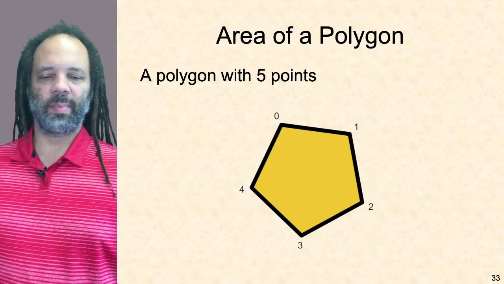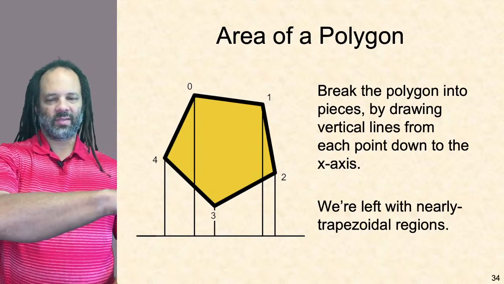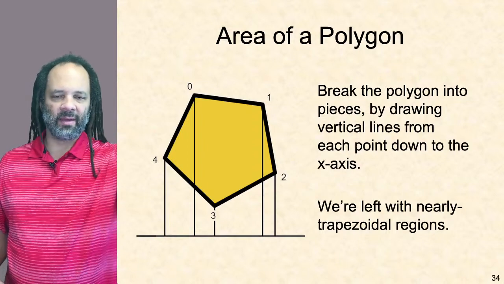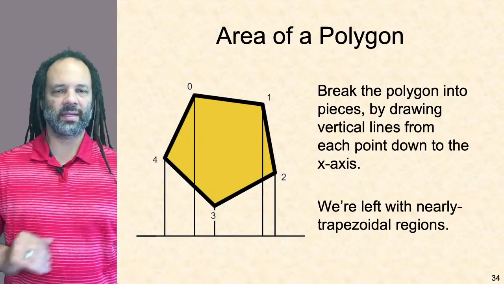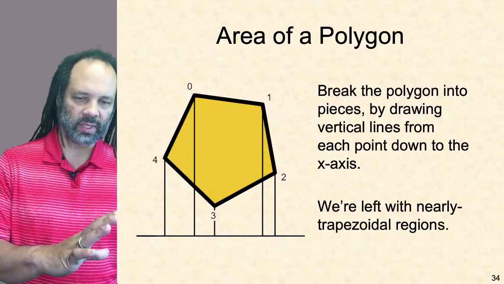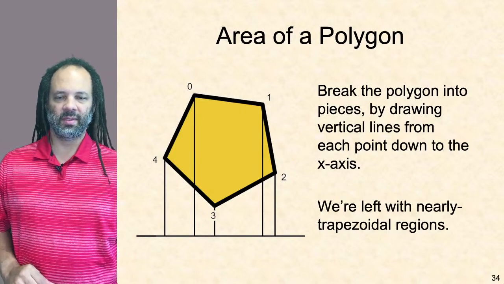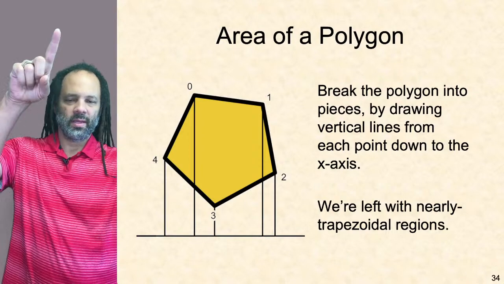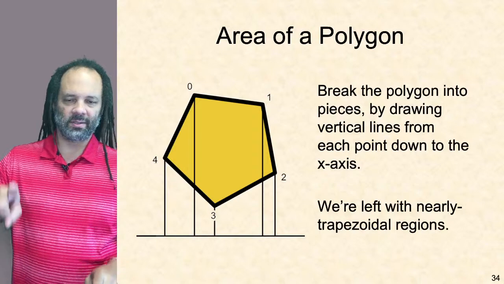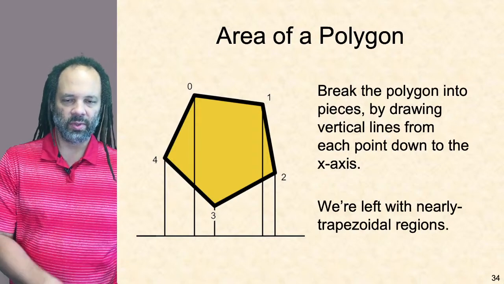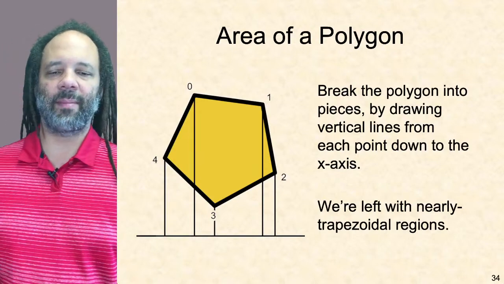So this is a polygon with 5 points, and I can then draw an x-axis below that and take each one of my vertices and draw a vertical line from that vertex to the x-axis. So now if you look closely, you can see a collection of 5 trapezoids. There's one that goes from 0 to 1 down. There's one that goes from 0 to 4 down to the x-axis. There's the 4 to 3 down. There's a 2 to 3 down. And so you get the idea. There's 1 to 2 over there. So this is 5 trapezoids.